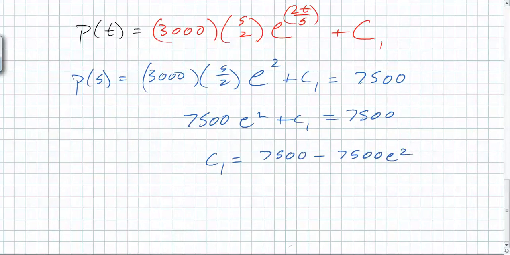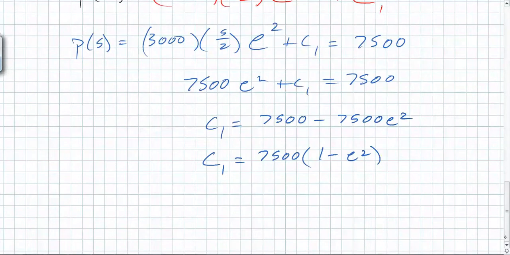Is this good? Is that better? Is that okay? So, again, what would you usually see it as? 7,500 times what? 1 minus e squared. Okay, so there's your C1. So what do you have here?